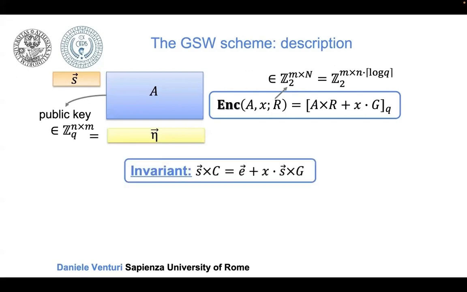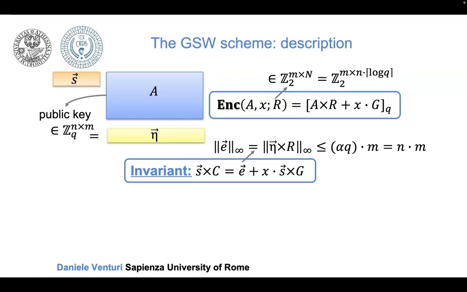So why does it work? Well, first of all, notice that we have almost this invariant that we wanted at the beginning. So what is S times C? If you compute S times C, you will get S times A times R as the first part. And S times A is this noise eta, right? And then you multiply with R, and eta times R is what I call E.